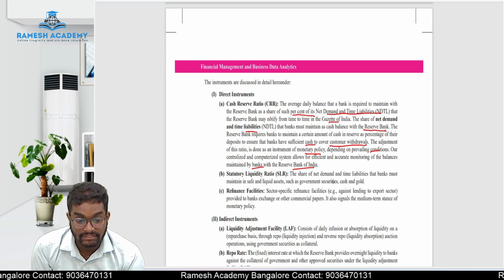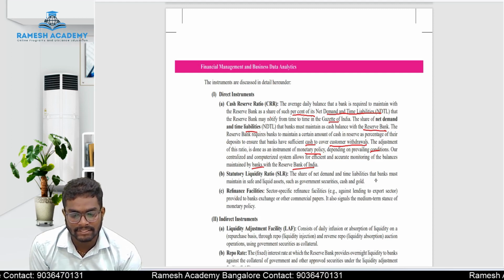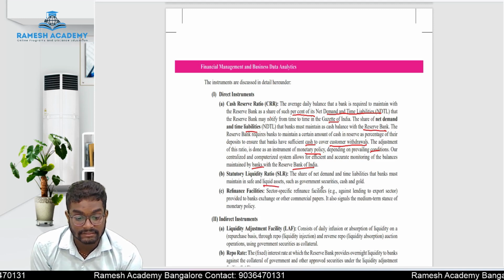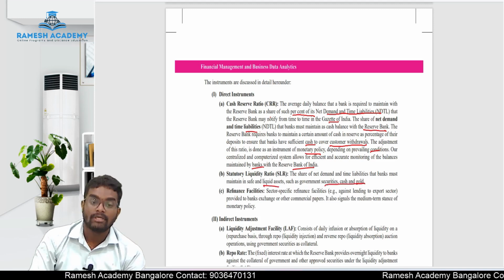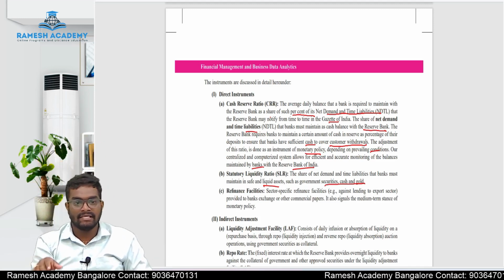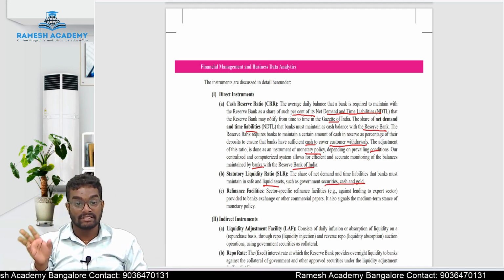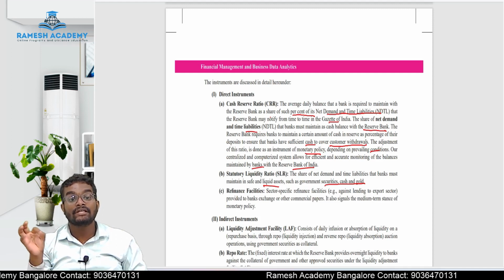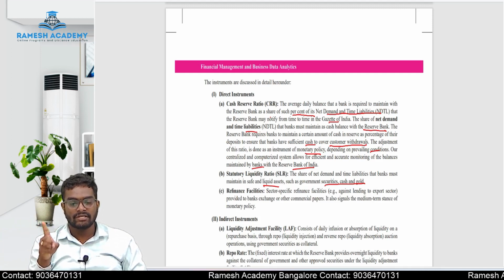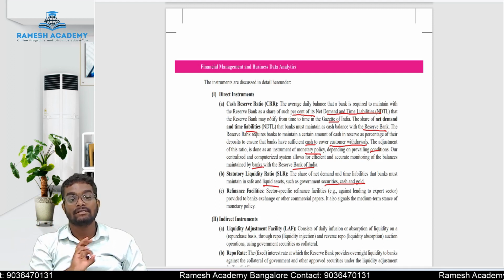The share of the net demand and time liabilities that the bank must maintain in safe and liquid assets such as government securities, cash and gold. So out of 1000, 5% you have kept with RBI, and over and above that RBI is also telling that you keep a certain percentage of amount in the form of government security, cash and gold, because it is 100% liquid.